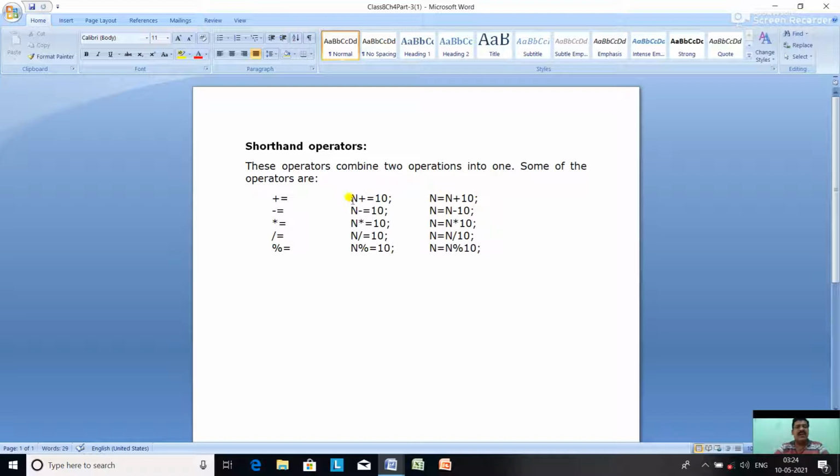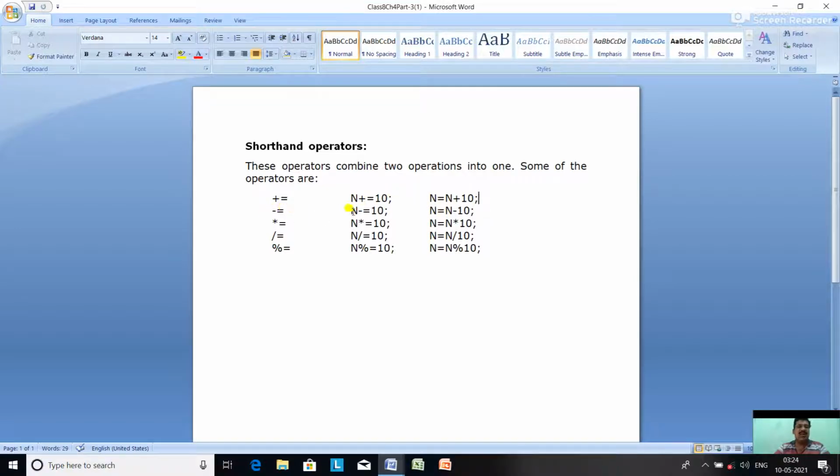In our Java program, both are permitted. You can use this one or you can use that one. If you like, you can use the shortcut one, that is n plus equal to 10, or you can write n equal to n plus 10. Both have the same meaning. It is your choice which one you use.